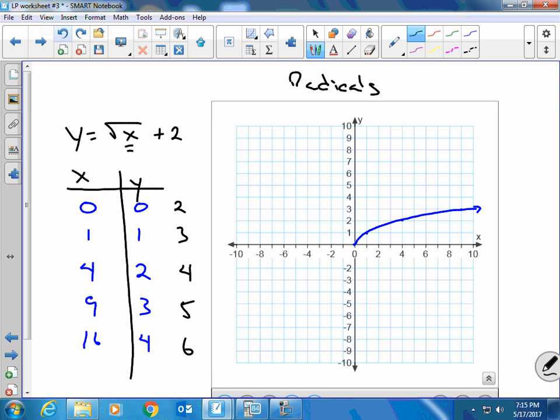So what does that do to my graph? If I graph what's in black, when x is 0, y is 2. When x is 1, y is 3. When x is 4, y is 4. When x is 9, y is 5. I get the same graph, but shifted up 2. What would it look like if I went minus 3?